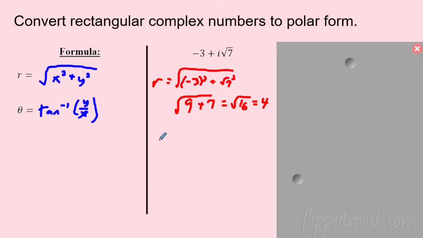Okay. Now let's go to theta. What is theta here? Well, we're going to go inverse tangent, and we're going to say y over x. So we're going to say radical 7 over -3. Again, I kind of like to know, well, where am I? It's a question I ask myself a lot. Where am I? Well, I am in what quadrant? I went left and up. I don't even care how much. I just got to know that I'm in quadrant 2.